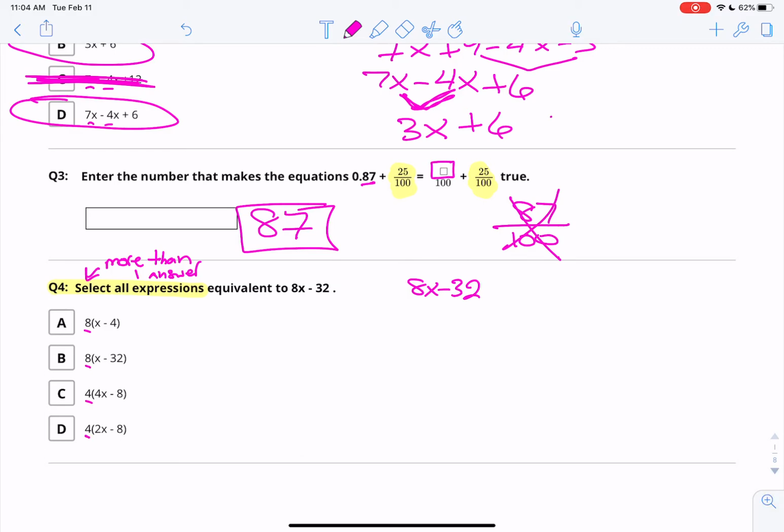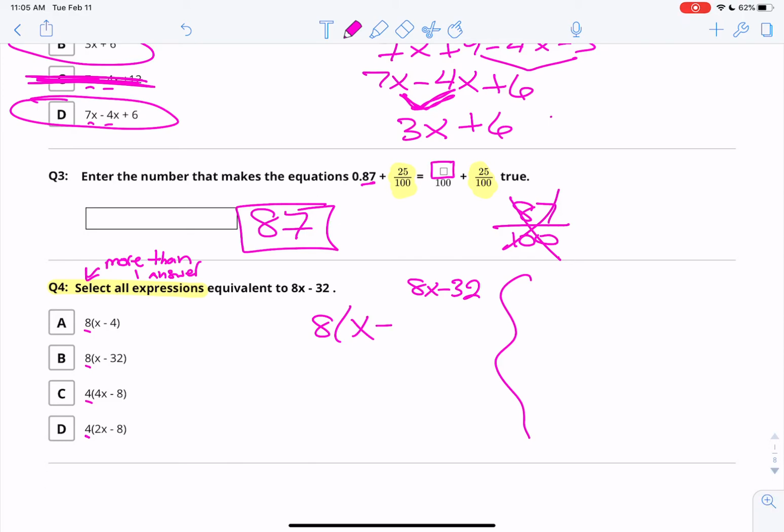I'm going to start off with factoring out an 8 first. And if I factor out an 8, remember the leftovers stay inside the parentheses. So I have to think backwards. What times 8 is going to bring me back to 8x? And I know 8 times x is 8x.